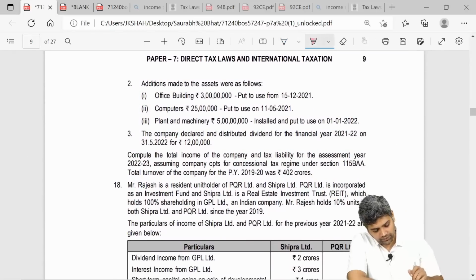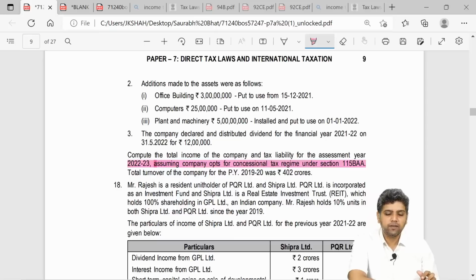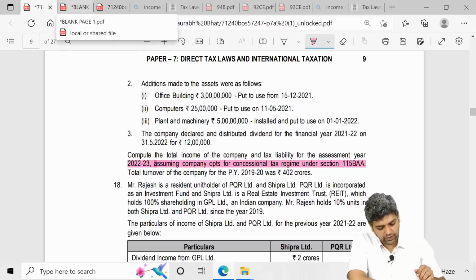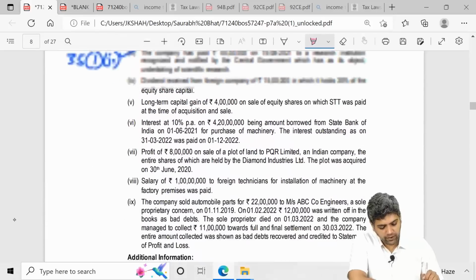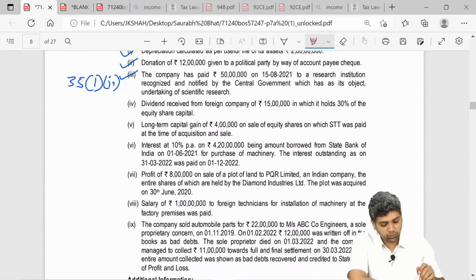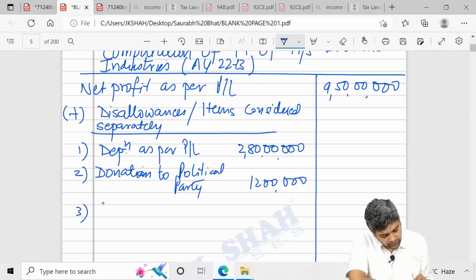Yes, they have, assuming that the company opts for concessional tax regime under section 115BAA. Since the assessee has opted for concessional tax regime under 115BAA, this 35(1)(ii) will not be allowed. You have already debited that to P&L, so this needs to be disallowed.